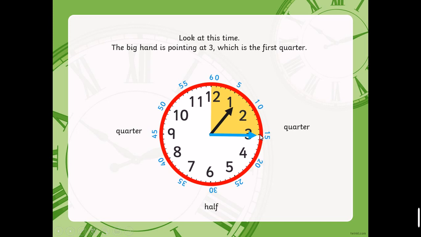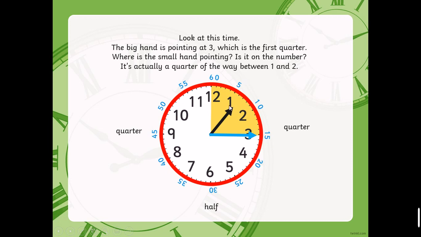And where's the small hand pointing? Well, it's not quite on the 1, is it? It's actually a quarter of the way from the 1 to the 2. Can you see that? Because your hour hand can actually measure minutes if you think about, well, quarter at least, think about how far its journey is between hour 1 and hour 2. So you can see it's a quarter of the way past the 1.